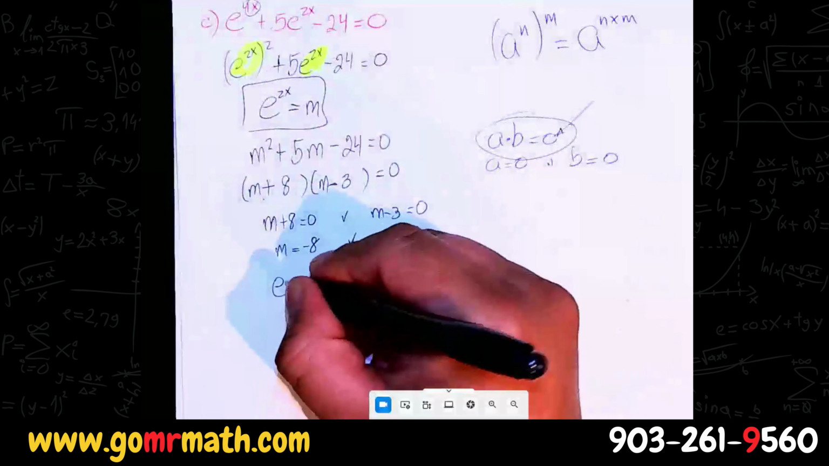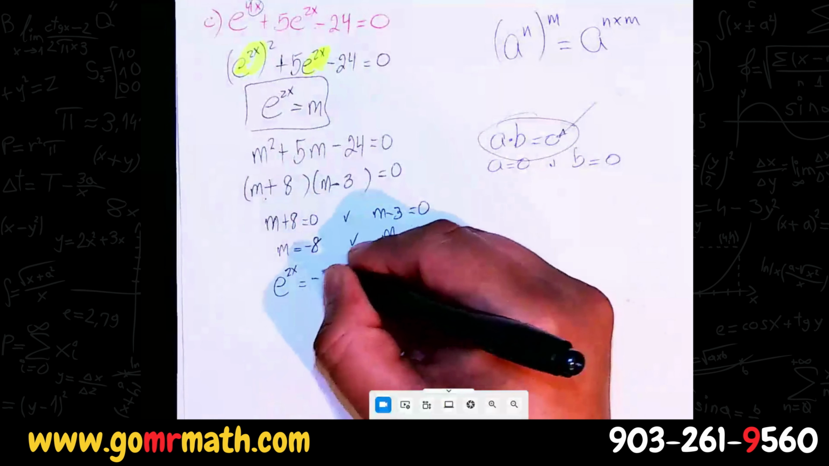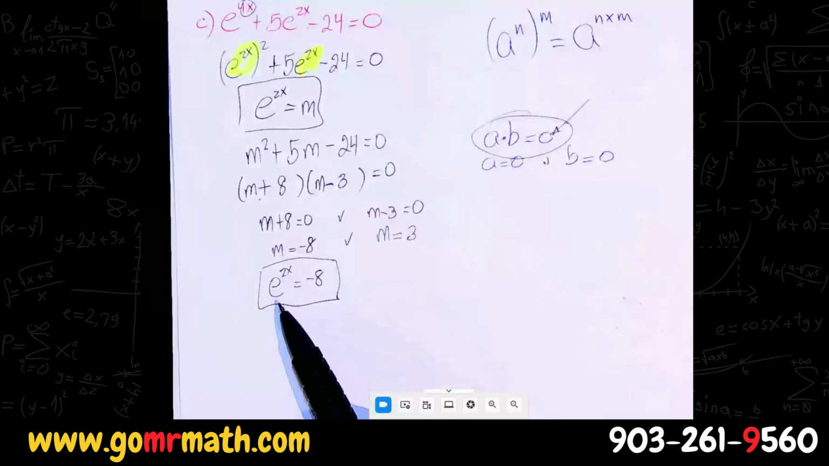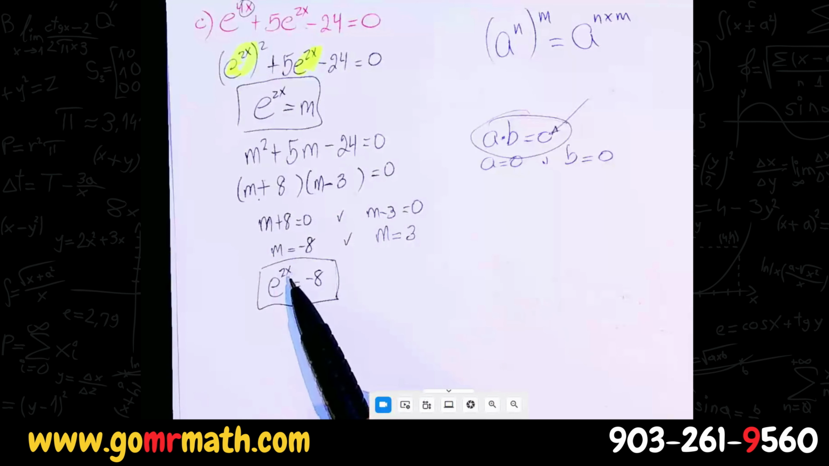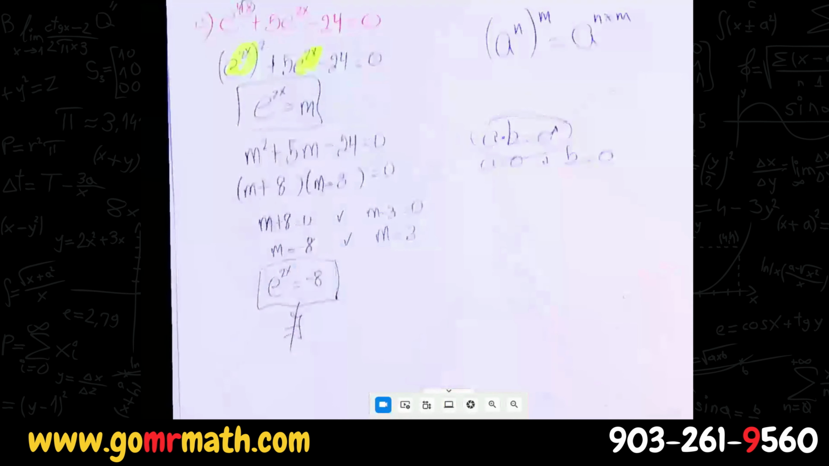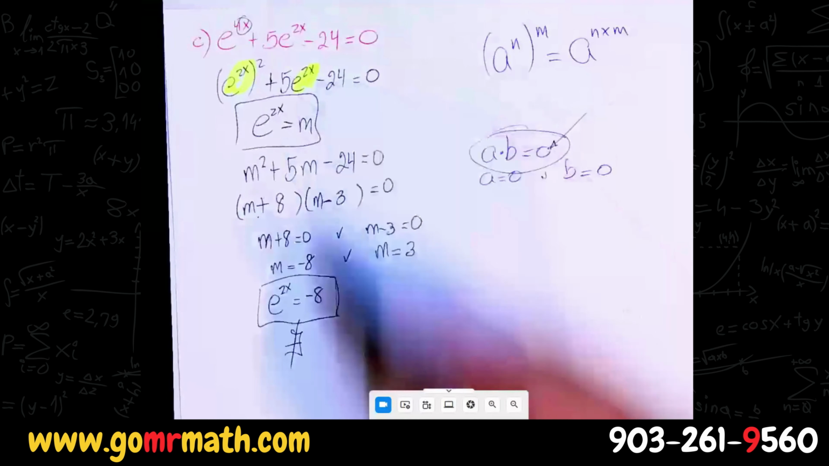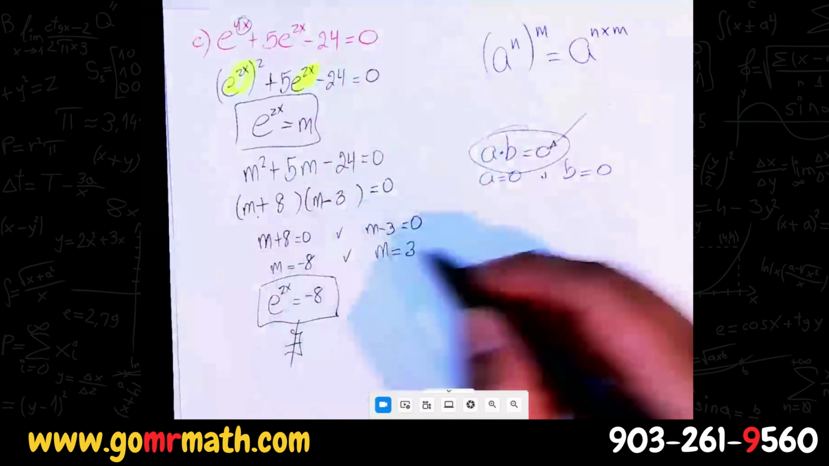Now we know that e to the 2x is equal to negative 8. By definition, this is not possible because e is a positive number, elevated to 2x, whatever this is, positive, negative, if x is 0, whatever it is, this will never become negative. Okay, so there's no answer on this side of the equation. M equals to negative 8 is not a valid solution for our exponential equation. But what about m equals to 3?